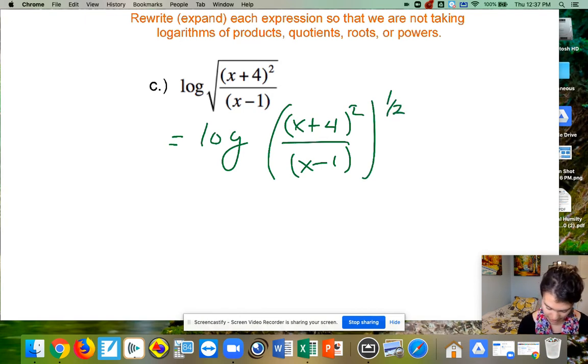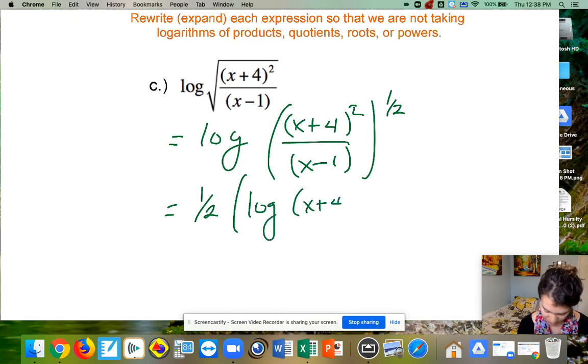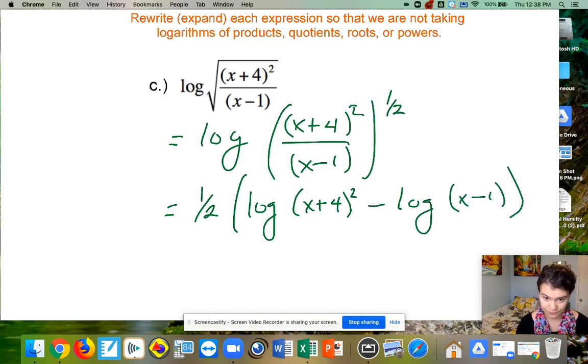So I'm going to bring that 1/2 out front. You could distribute it in if you want to. So we have 1/2, and then you can separate this into log of (x + 4)^2 minus log of (x - 1), because of that division.